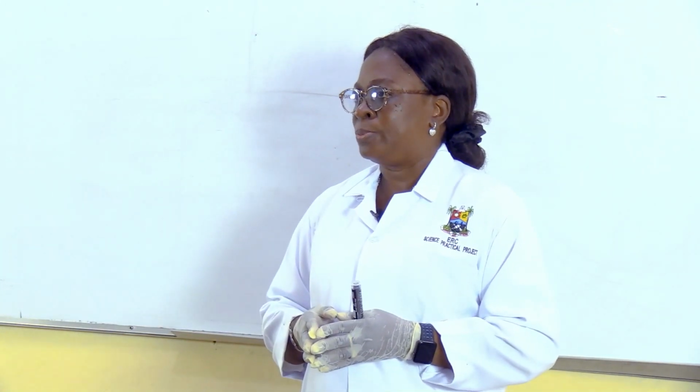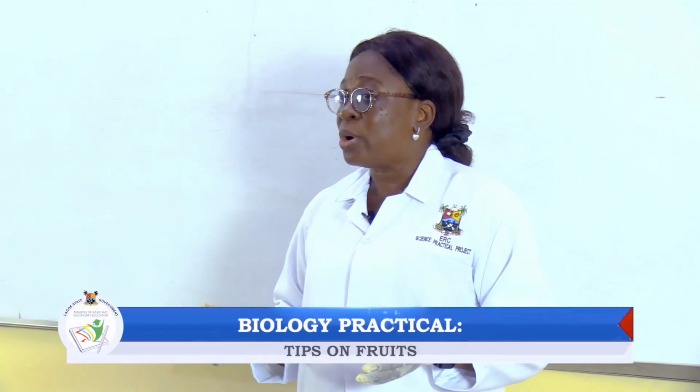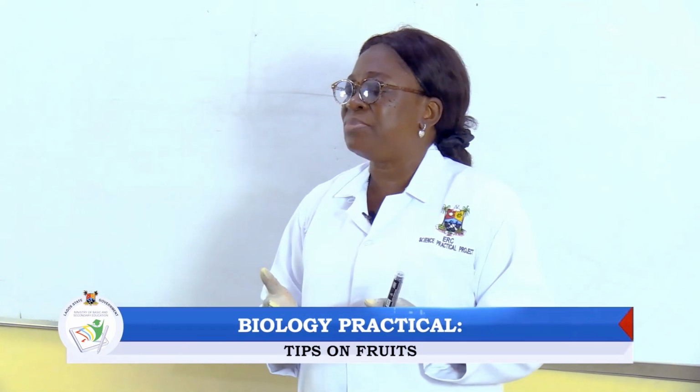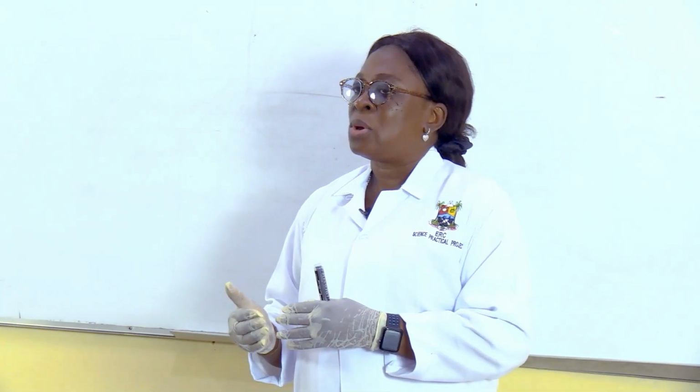Mesocarp can sometimes be fibrous, as we find in the coconut. It could be soft and fleshy and succulent, like the mango fruit. We have the endocarp, which is the innermost part of the typical fruit. The endocarp can sometimes be merged with the mesocarp, and it can be on its own.